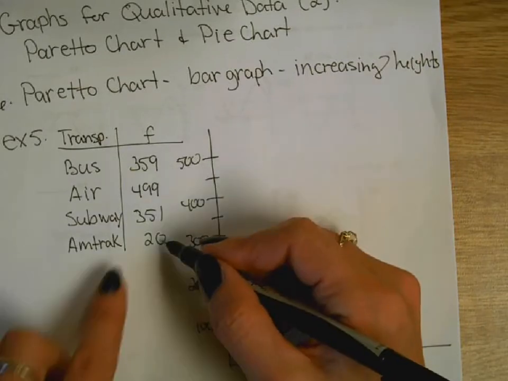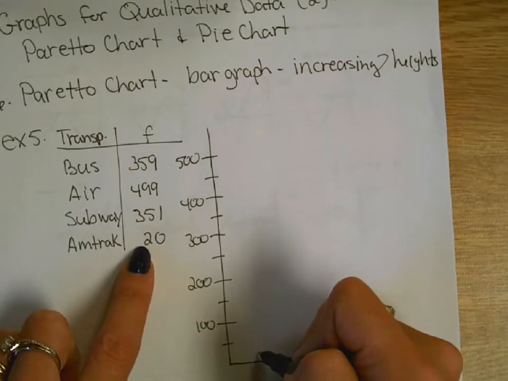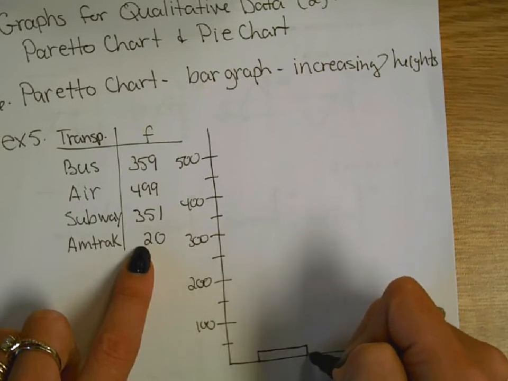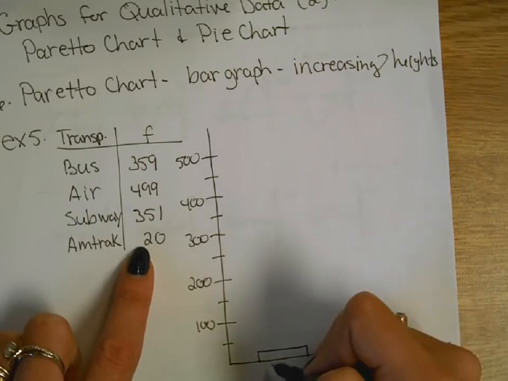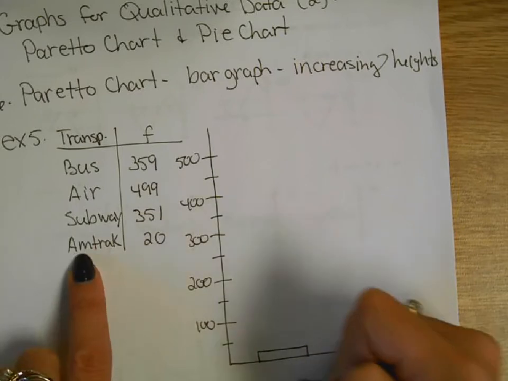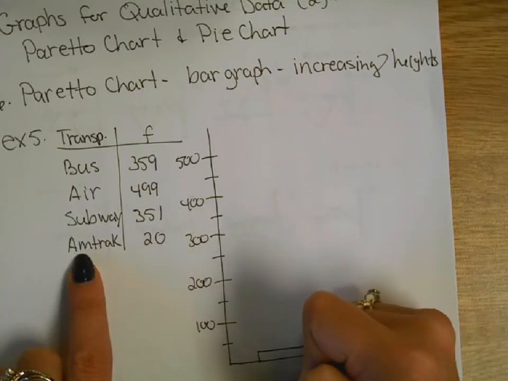And now, to be a true Pareto, you want your bars in increasing height. So you want your smallest one, the Amtrak, maxing out at 20 here, and that's 50, so it's very small. And again, you have to say what it is. This is not a number line because these are words. This is the mode of transportation. This is our Amtrak.